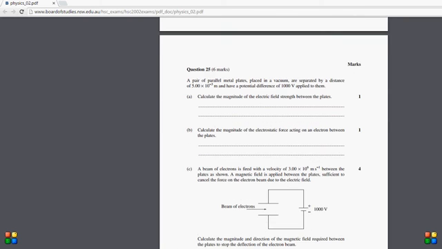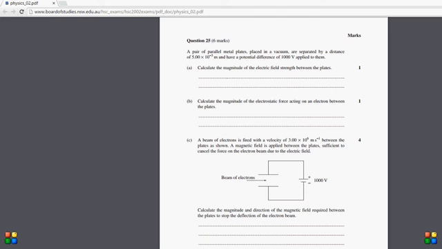Question 25. A pair of parallel metal plates placed in a vacuum are separated by a distance and have a potential difference. So this is straight up an application of E equals V over D. That's in the formula sheet, so you can do that quite easily. Now F is equal to QE, where Q is the charge. Remember that the electron's charge is negative.